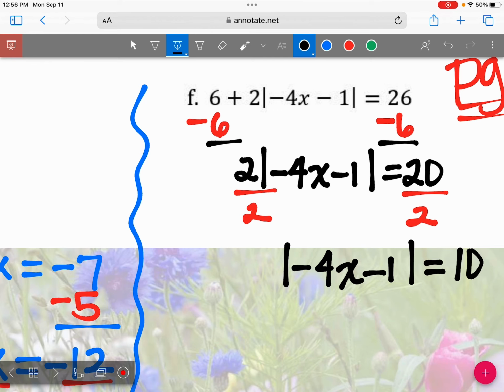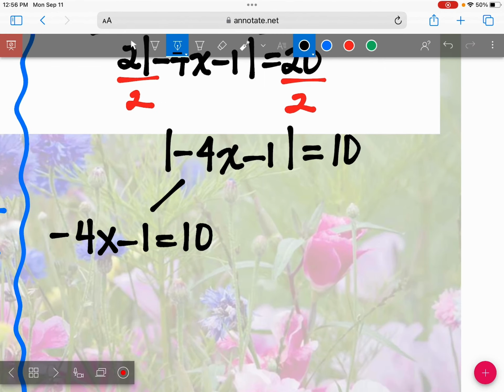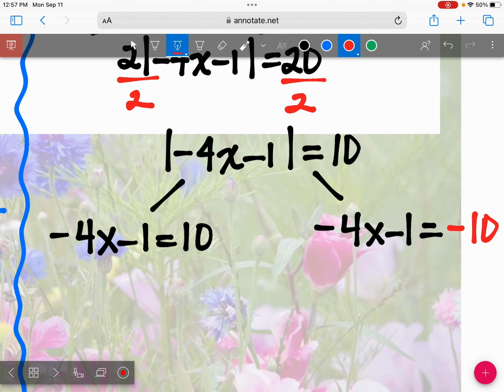And only because this equals a positive 10, we keep going. If this said absolute value of negative 4x minus 1 equals negative 10, then it would be no solution. We would stop working. So let's go ahead and break it apart. Your first equation is negative 4x minus 1 equals a positive 10. Your second equation is negative 4x minus 1 equals negative 10. So let's go ahead and solve it. You're adding 1 and dividing by negative 4 to get your 2 solutions.